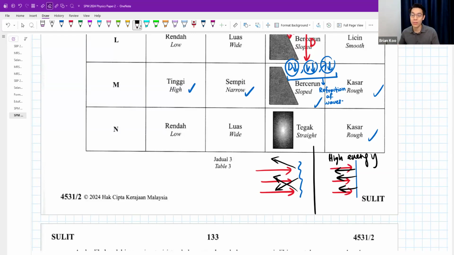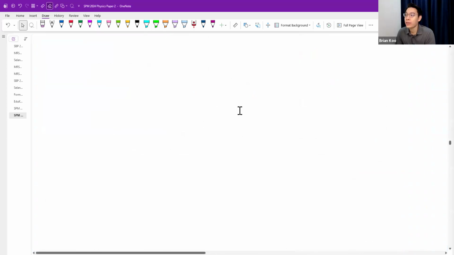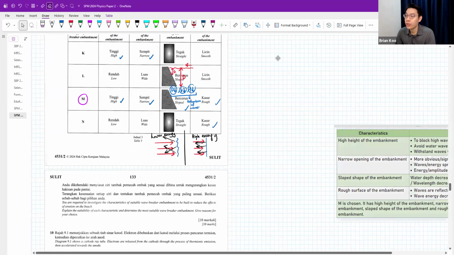Okay, and the reflected waves, because it's scattered in different directions, usually have lower energy. I want the energy to be weakened, to be lower. So rough is better. In the end, we are going to choose M. Okay, and for this one, guys, I am going to show you the answer.